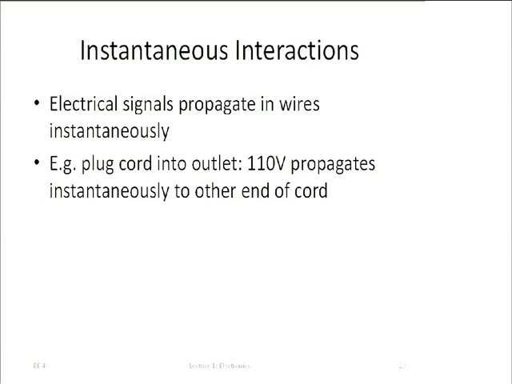So the first one is this instantaneous interaction. So we've already said what it really is. For example, if we plug an extension cord into one of these outlets, and then we look at the other side of the extension cord, of course we get 110 volts there too, right? We have 110 volts in the plug. We plug in the extension cord, and then we had better not have our hand on the other side of that extension cord because we're going to have 110 volts there.